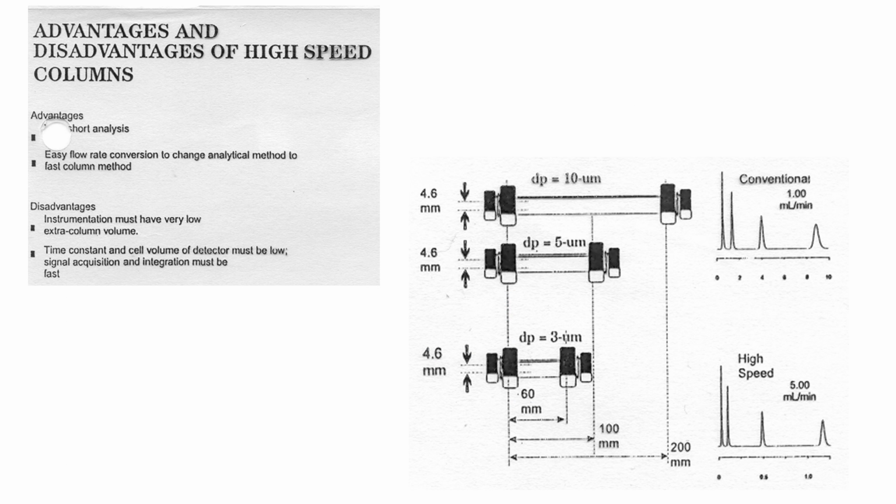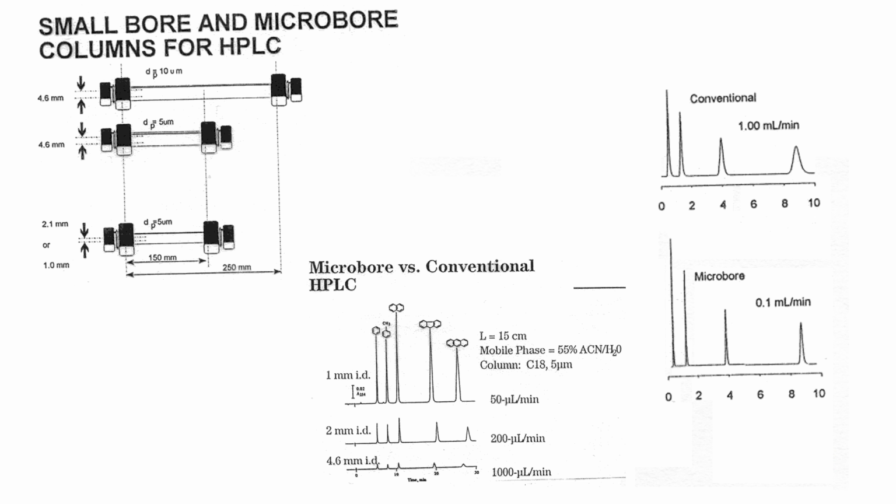So just finish up talking about just some of the column sizes and dimensions. So give you an example of some of the different particle sizes and the different separations. So a 10 micron particle flowing at 1 mL a minute gives you a separation in about 9 minutes of these 4 compounds. If I take the particle size down to 3 microns, I can do the separation in about 1.2 minutes using a higher speed. Right? So I can do it much quicker. Quicker saves money.